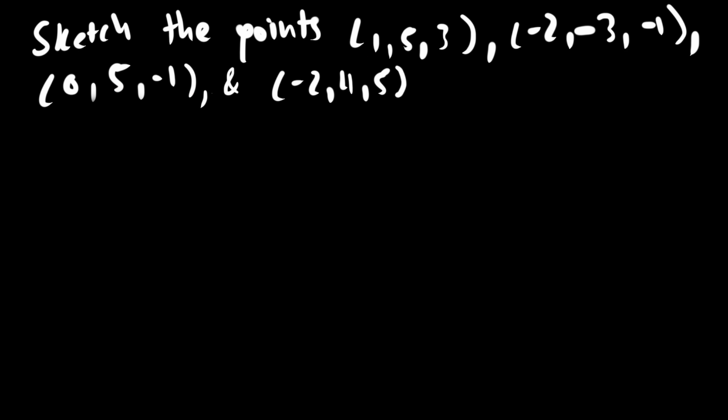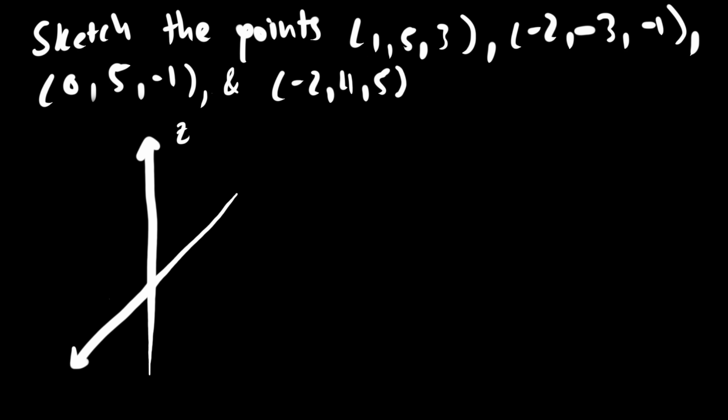So we're asked to sketch the points (1, 5, 3), (-2, -3, -1), (0, 5, -1), and (-2, 4, 5). And as usual, we're going to draw our 3D coordinate system. I will start with the z-axis. Apologize about that. I'm going to draw a better one. Seems fine. Z-axis. And the x-axis. And then finally, the y-axis. I'm going to draw 6 of these lines.